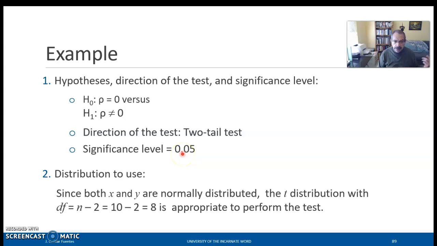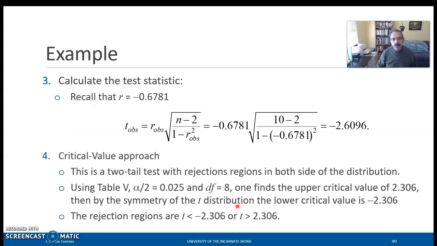We saw earlier that since both GPA and hours worked per week are assumed to be normally distributed, that's the sole justification we need to use the t-distribution with n-2 degrees of freedom, in this case 8 degrees of freedom. Now that we know the distribution to use, we will proceed to calculate the test statistic. Here is the correlation coefficient that we just calculated, and we use it to calculate the t observed, or the value of the test statistic, along with the number of observations in the data set, which is 10.